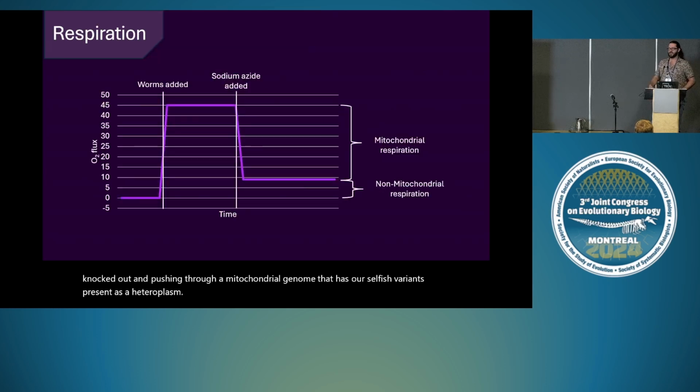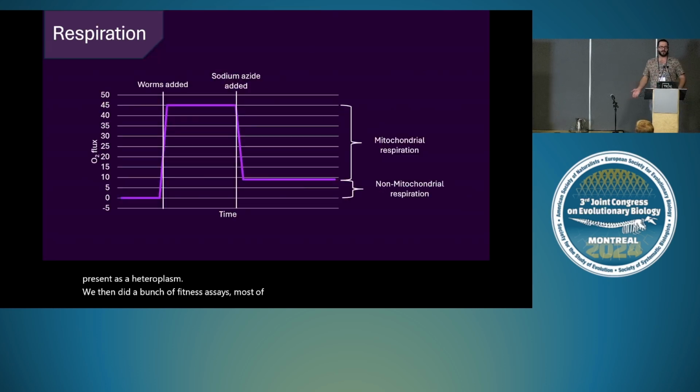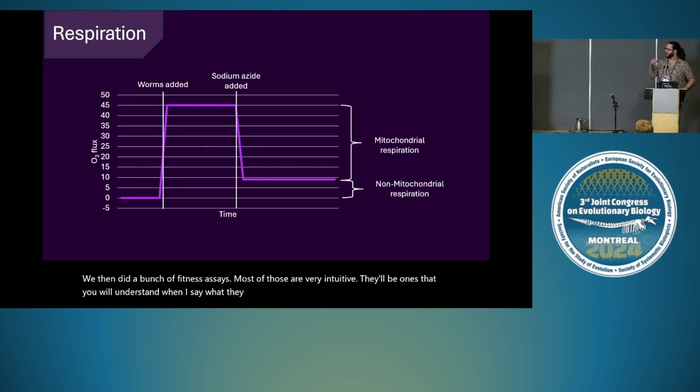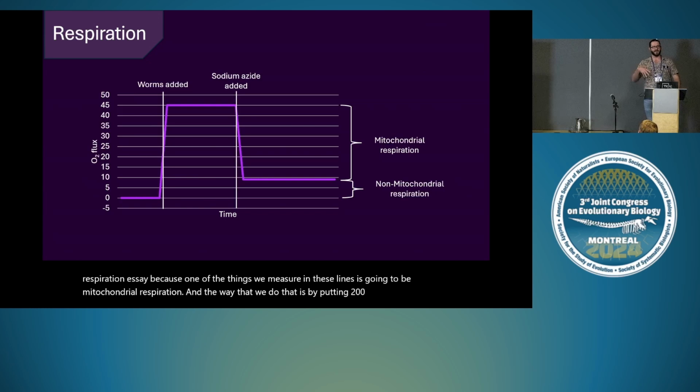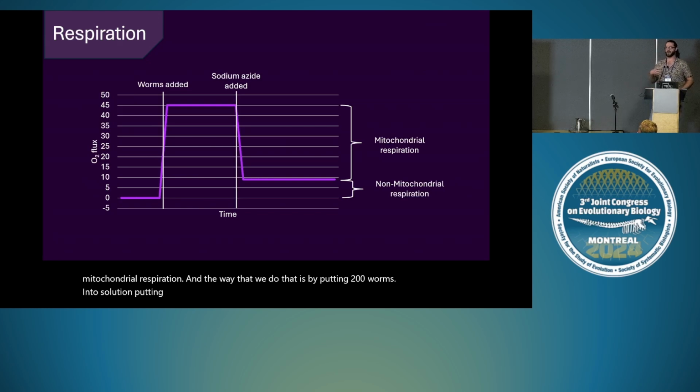We then did a bunch of fitness assays. Most of those are very intuitive. They'll be ones that you will understand when I say what they are. But in particular, I wanted to point out this respiration assay because one of the things we measure in these lines is going to be mitochondrial respiration. And the way that we do that is by putting 200 worms into solution, putting that into this machine called an O2K respirometer, allowing them to acclimate.